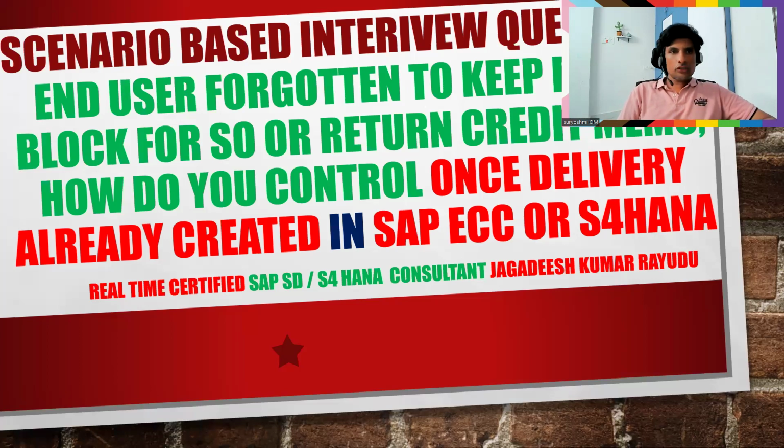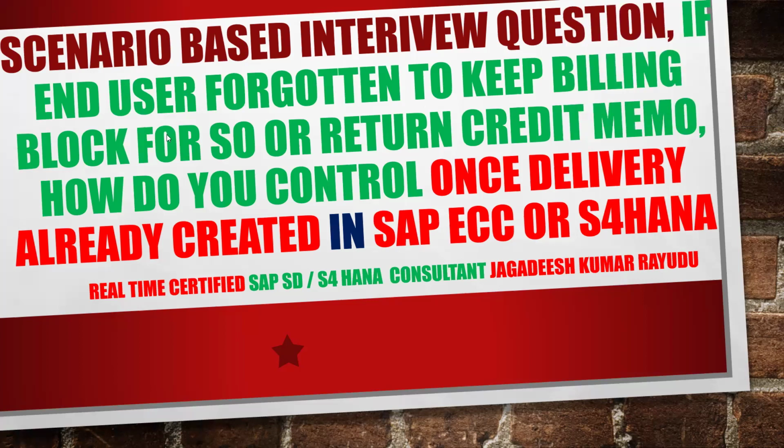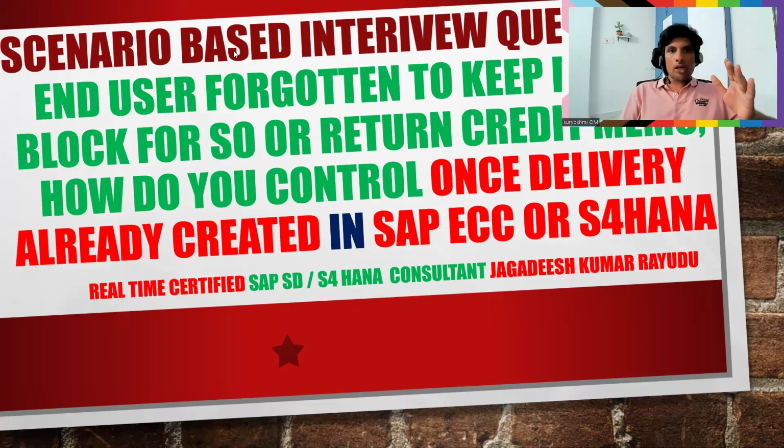So this is basically a scenario-based interview question. Okay, let's try to read this. The question is, the text is very big, don't worry, but the answer is very small. They're asking you like this: if an end user forgot to keep the billing block for your sales order or written credit memo, how do you control it once delivery is already created?